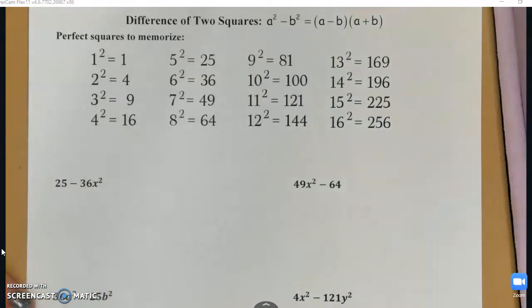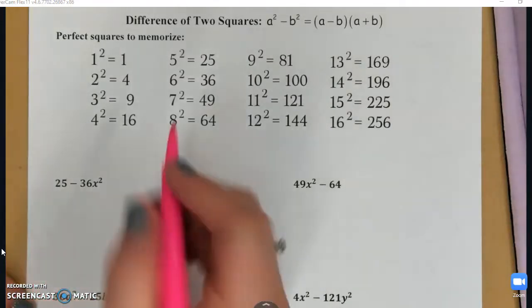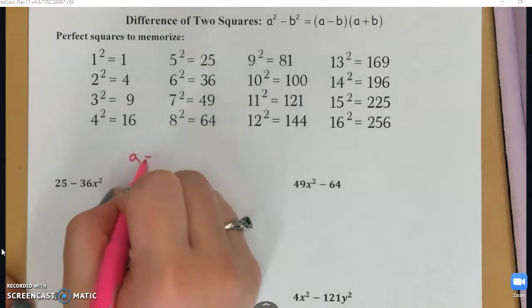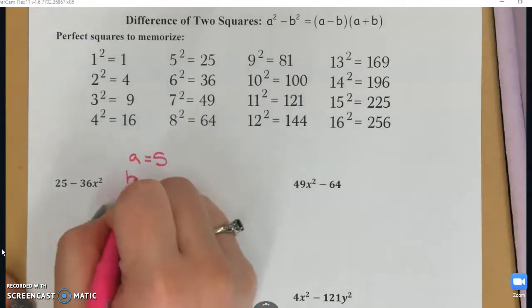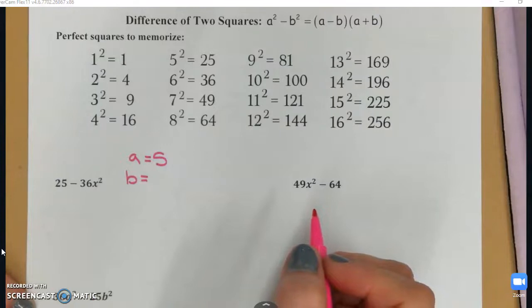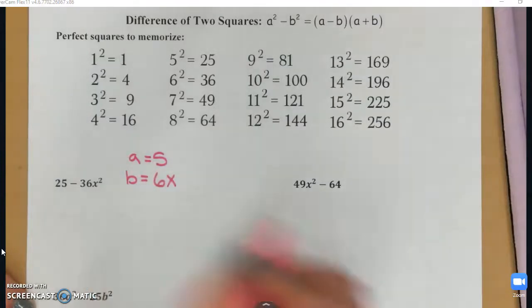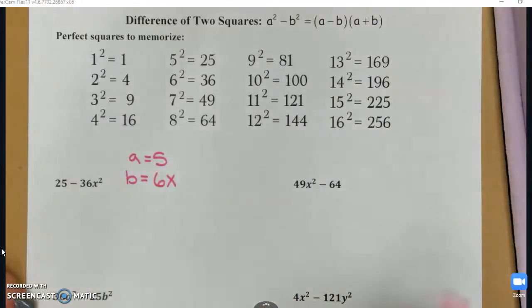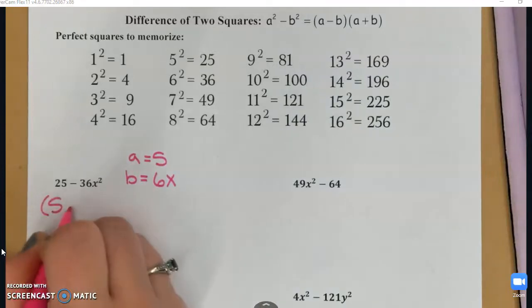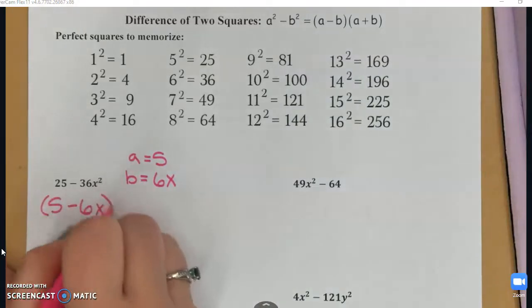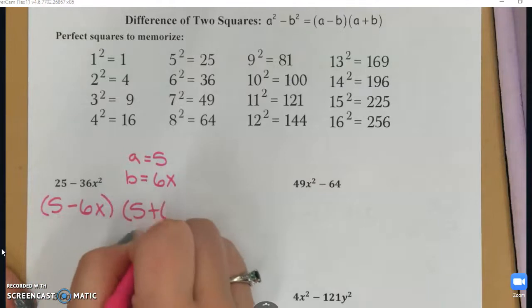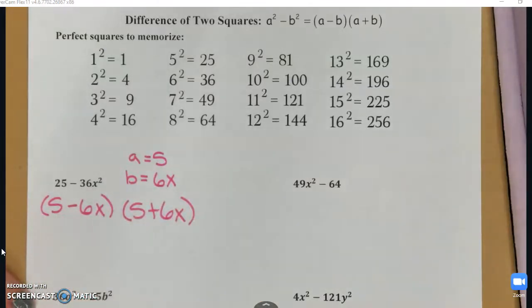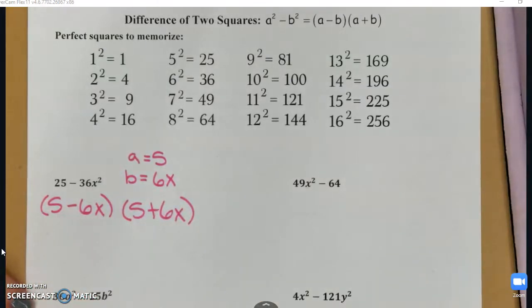So let's start with this first example, 25 minus 36x squared. The square root of 25 is 5, so that's going to be my a. The square root of 36x squared is 6x, so that's going to be my b. So when I factor this, it's going to be a minus b times a plus b. So 5 minus 6x times 5 plus 6x.